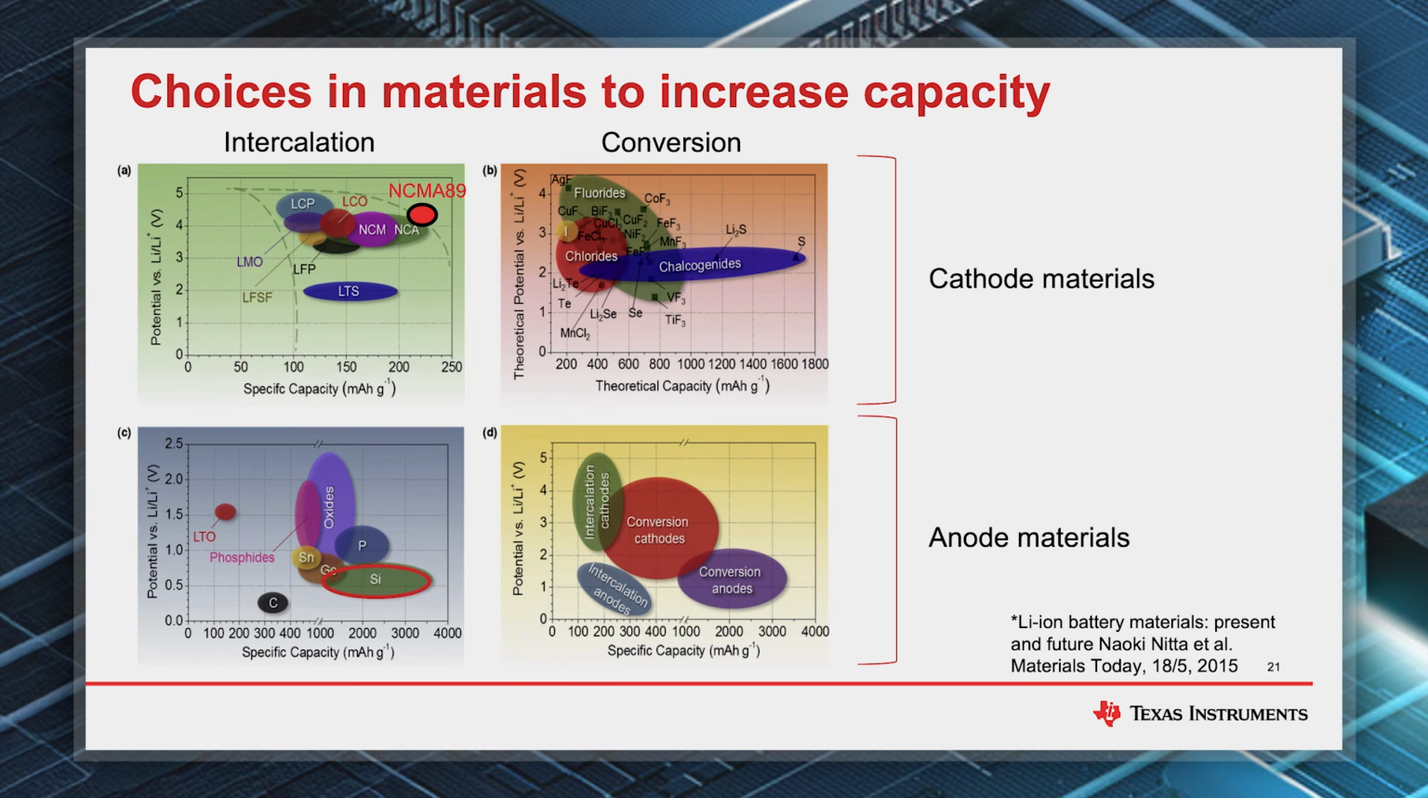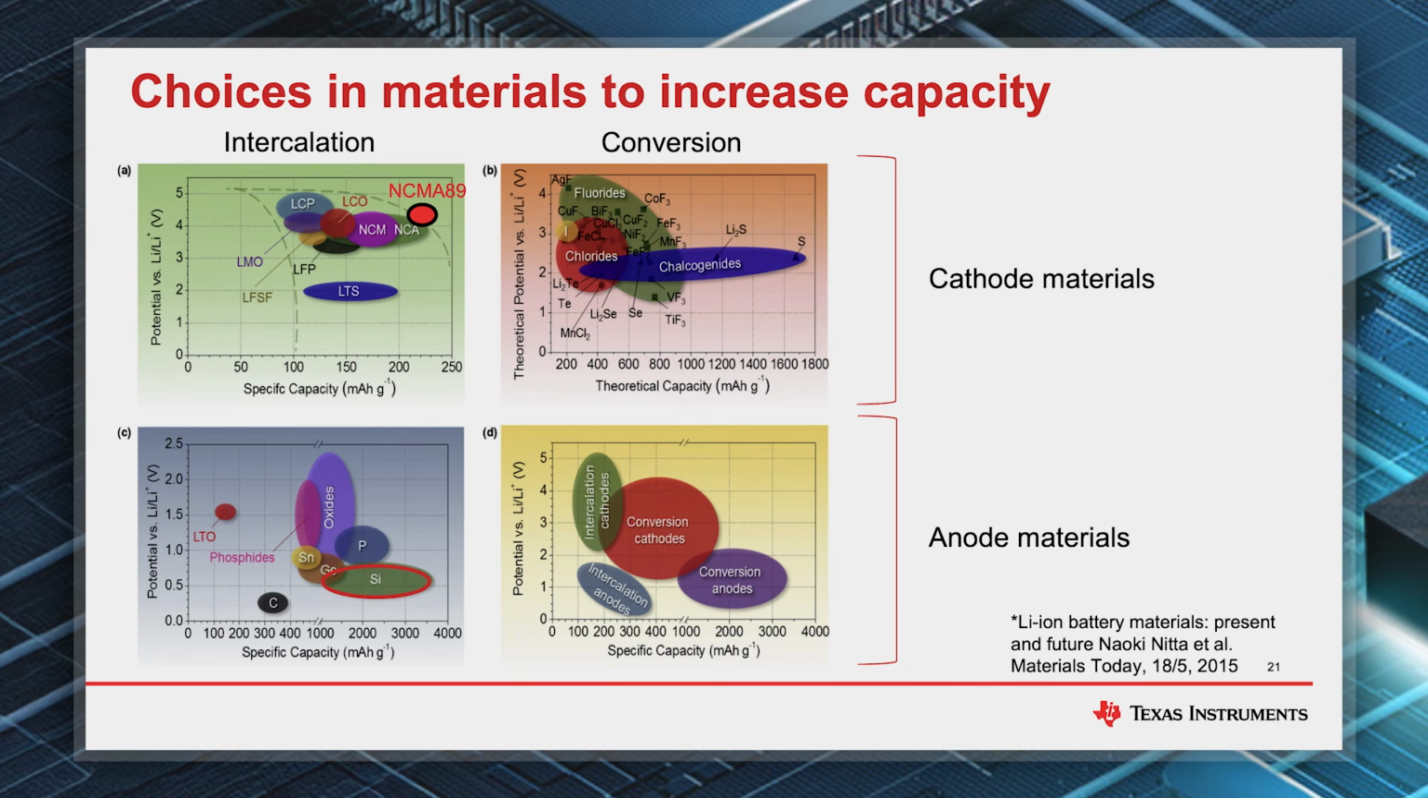So all of the materials that I have been talking about so far are intercalation materials. Graphite, for example, is an intercalation anode, and lithium cobalt oxide is an intercalation cathode. What it means is that we are putting lithium ions into that material without breaking the crystalline structure. So it just expands, but it doesn't break. The structure stays constant.